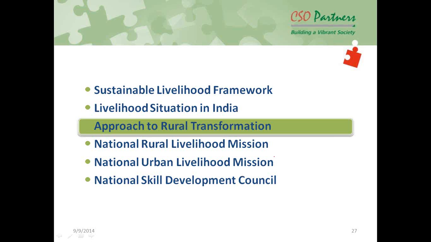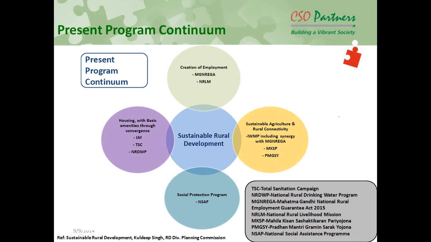Now from the government scenario, what kind of existing programs do they have, so that it is assumed they would have a comprehensive impact on people's lives. On one hand, if you look at the topmost thing, creation of employment through the Mahatma Gandhi National Rural Employment Guarantee Act and the National Rural Livelihood Mission, what kind of employment and income can they create. Then, as we discussed, livelihood is not only about money, employment and income. They are also talking about housing with basic amenities through convergence of Indira Awas Yojana and the Total Sanitation Campaign. Those programs also impact the livelihood situation.